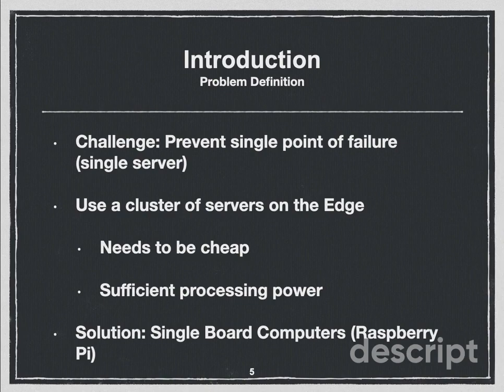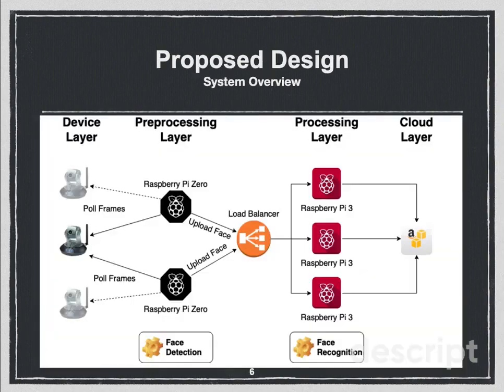We have the following constraints. The solution has to be cheap and offer sufficient processing power for face recognition. Solution: use single-board computers such as Raspberry Pi. The proposed design consists of 4 layers. We will go over those layers briefly.